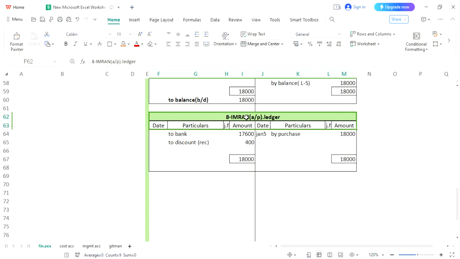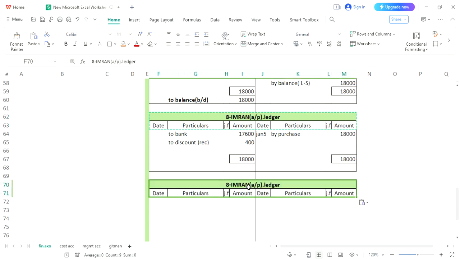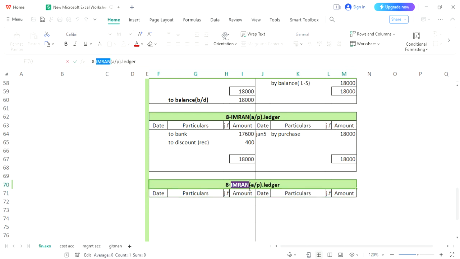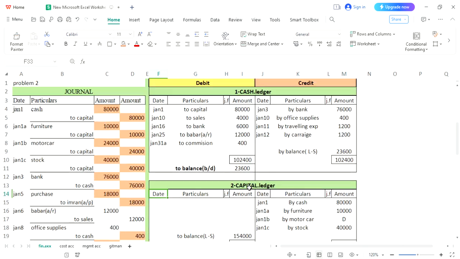We will take the headings from the previous ledger, and the same headings would be posted for the next ledger. Erase Imran first. We are going to make Babar's account, and Babar was account receivable. So you can change it. Babar account receivable is our next ledger to be made.